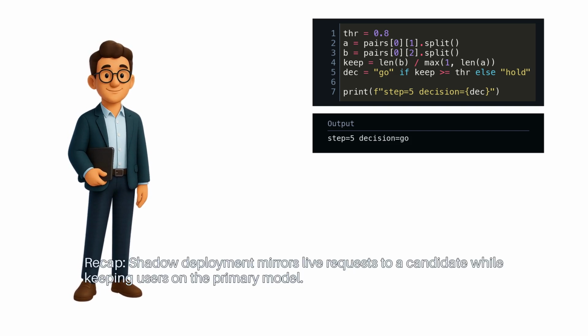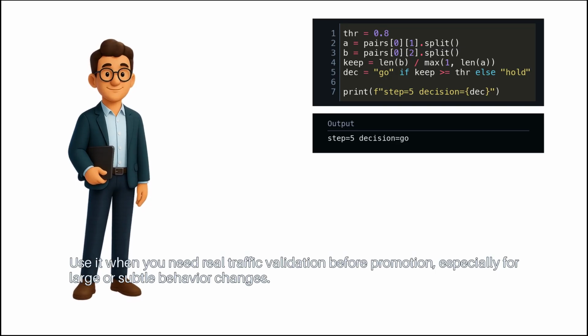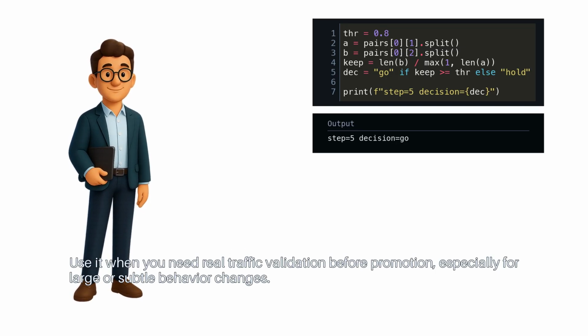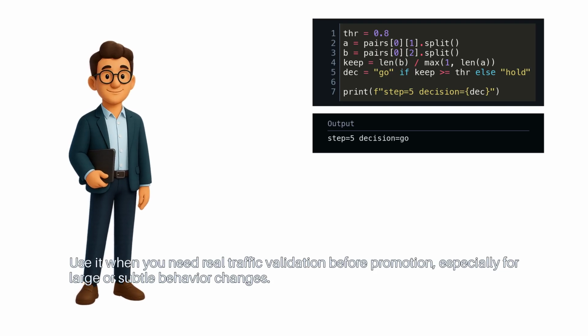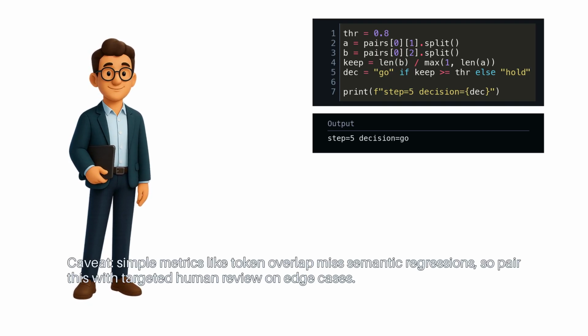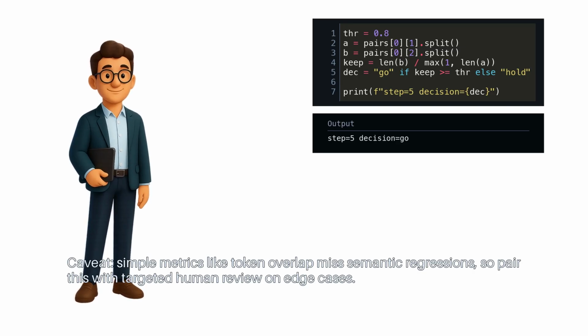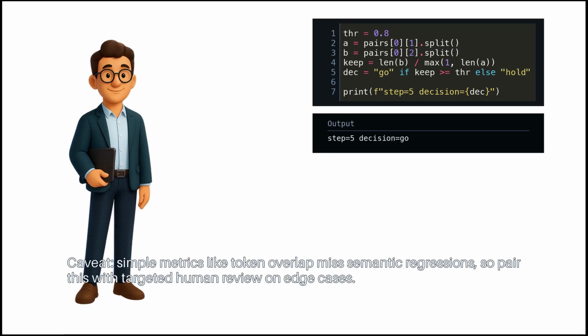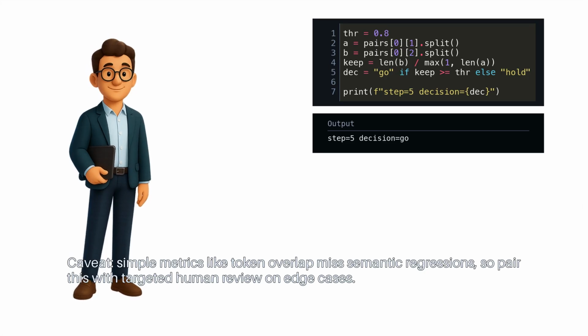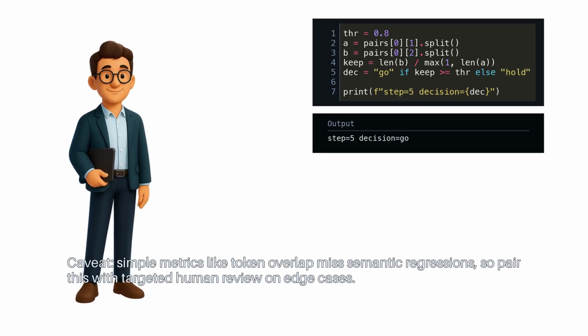Recap: shadow deployment mirrors live requests to a candidate while keeping users on the primary model. Use it when you need real traffic validation before promotion, especially for large or subtle behavior changes. Caveat: simple metrics like token overlap miss semantic regressions, so pair this with targeted human review on edge cases.